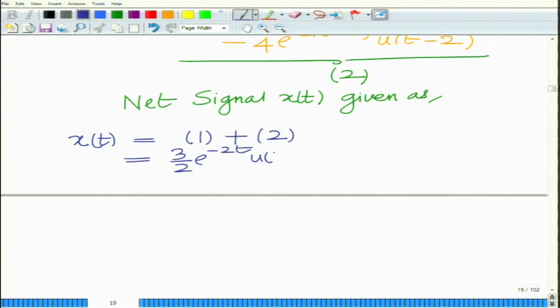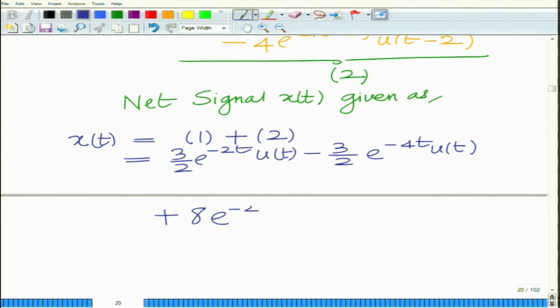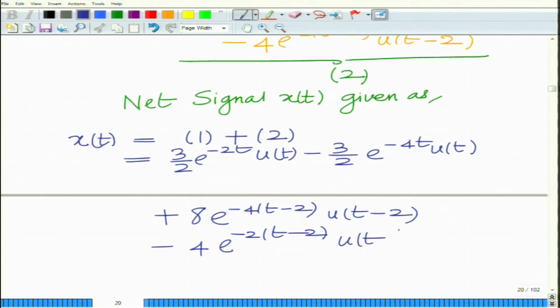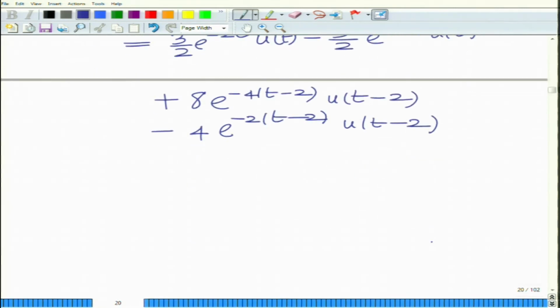So, it will be now 1 plus 2, which will correspond to 3 over 2 e raised to minus 2t u(t) minus 3 over 2 e raised to minus 4t u(t) plus 8 e raised to minus 4(t minus 2) u(t minus 2) minus 4 e raised to minus 2(t minus 2) u(t minus 2), and this is your final solution.